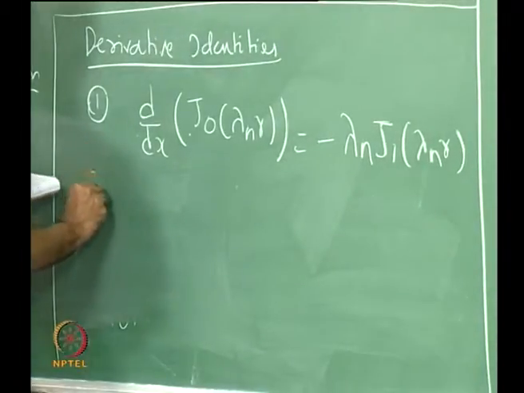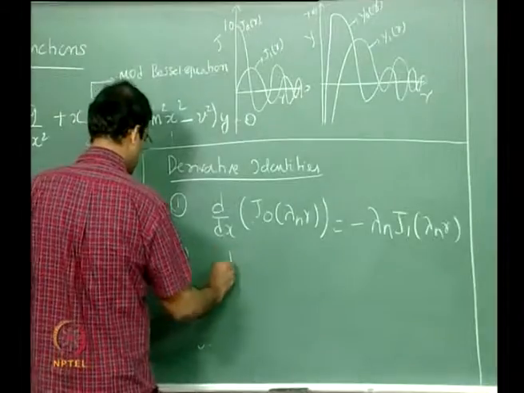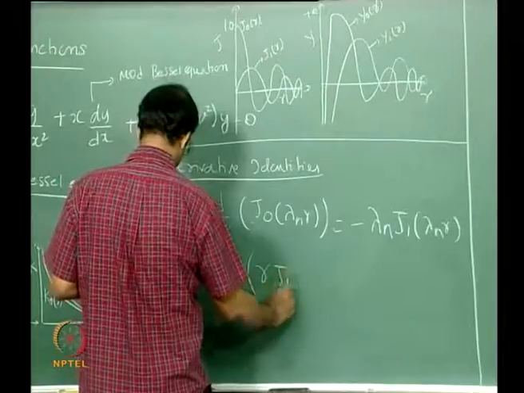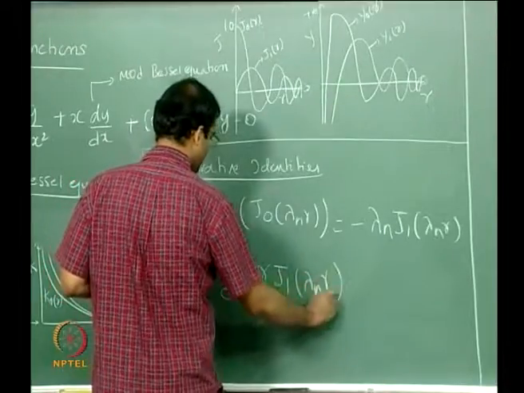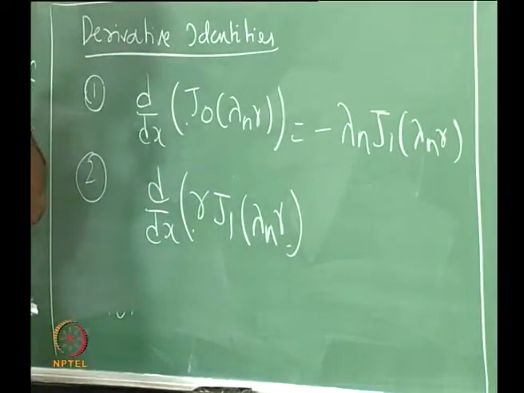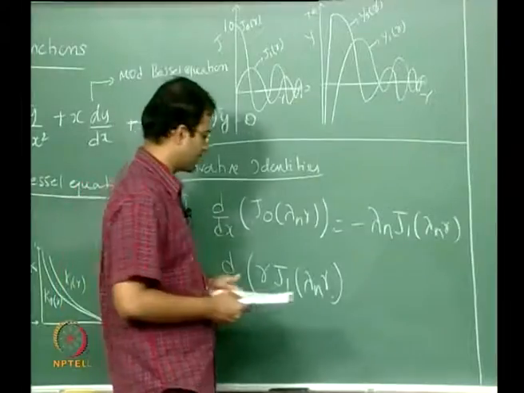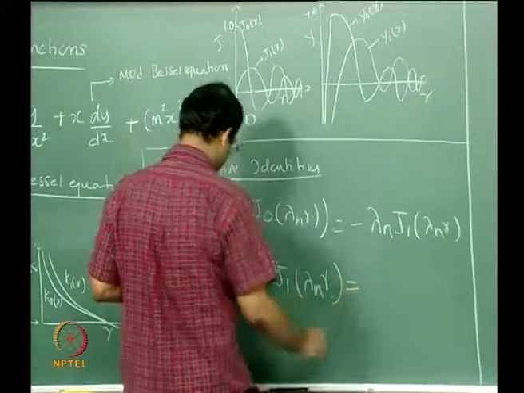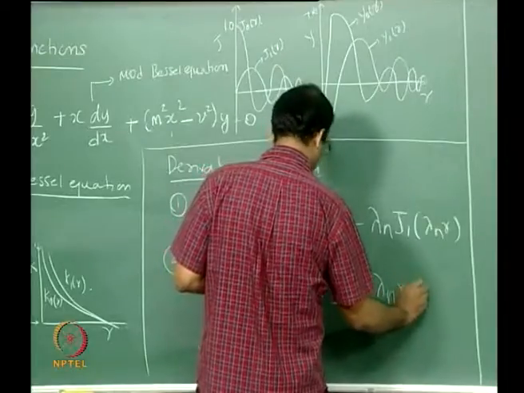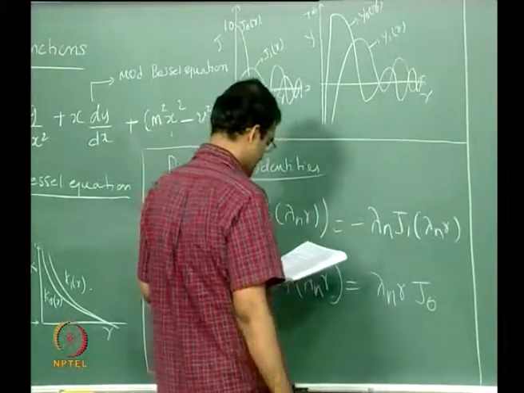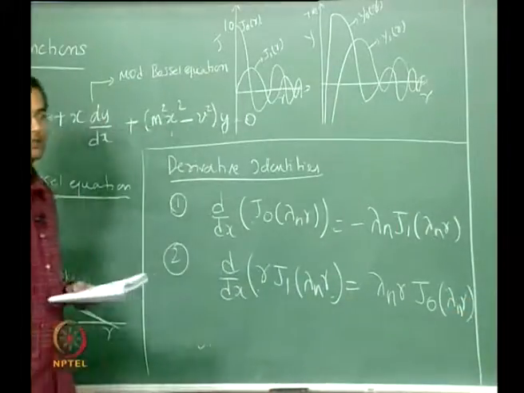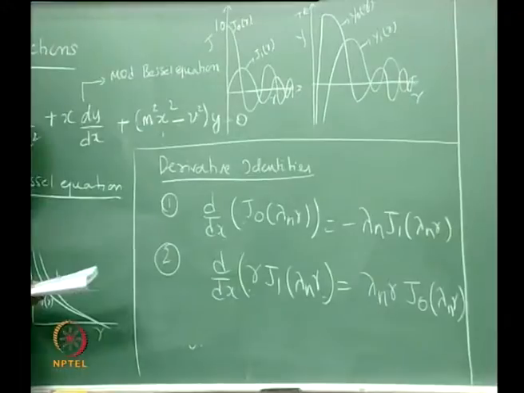The second identity: if you differentiate r into J1 of lambda n r, so if you multiply r with the Bessel function of the first kind of the first order, you will get lambda n r into the Bessel function of the 0th order, J naught of lambda n r. This is your second identity. We will use all these identities.